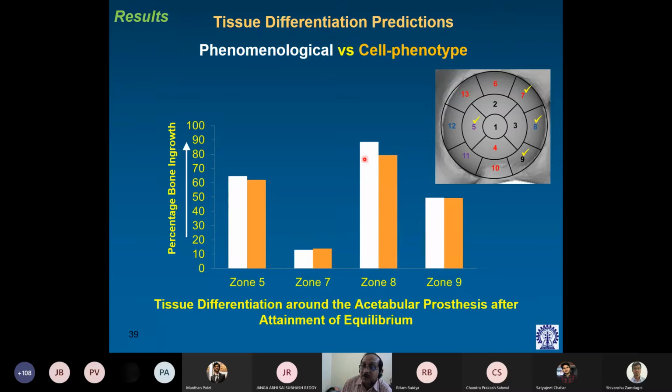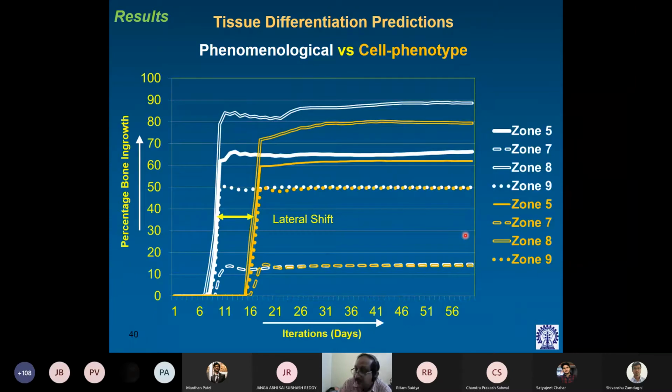Just see how close these two predictions are. But remember, this is the final outcome after equilibrium has been achieved in the tissue differentiation procedure, that is, tissue differentiation around the acetabular prosthesis after attainment of equilibrium. So what we can conclude is that they were very, very similar in the final outcome. But if you look at the evolutionary process, there is a distinct difference in the two model predictions.